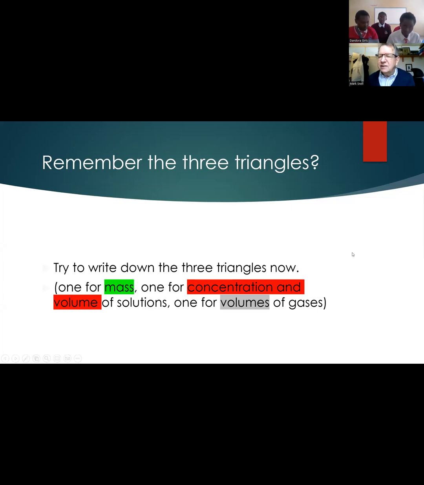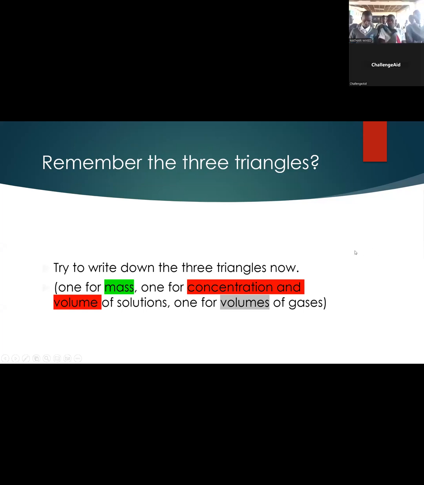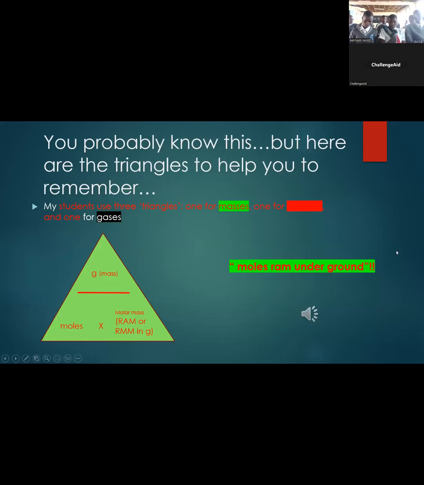If anybody doesn't remember this, that's totally fine. But if you don't remember it, then it might be worth writing it down now. So here we go. The first triangle is for things that we weigh out. We can weigh a gas, but generally we weigh solids and liquids. And the way to remember it is moles ram underground. Like moles, they're like little rat things, well, quite big rat things that live underground.